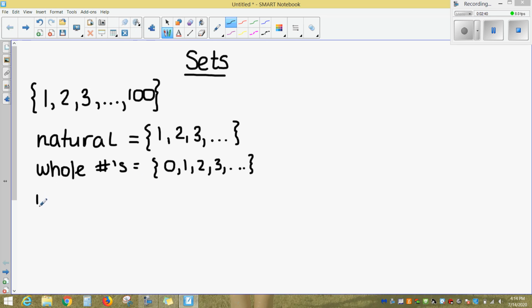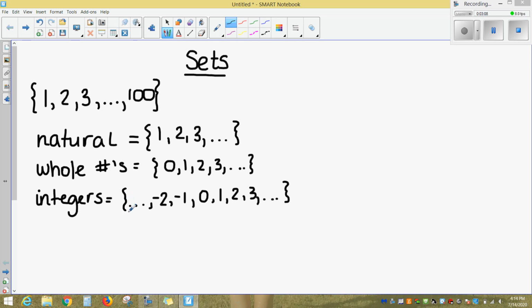We can continue to make this set a little bit bigger and talk about the set of integers. And when we talk about the set of integers, again, all of the whole numbers are also integers. So 0, 1, 2, 3, 4, 5. But also included in the set of integers is all of the opposites of those whole numbers. So -1 and -2 and -3 and -4 are in the set of integers.